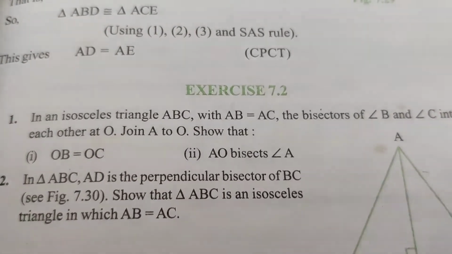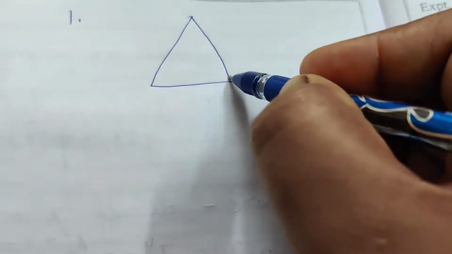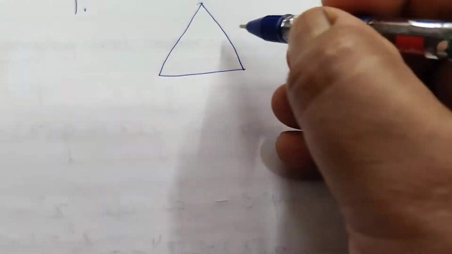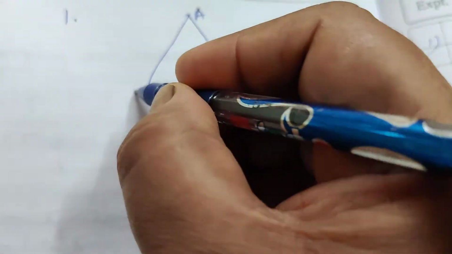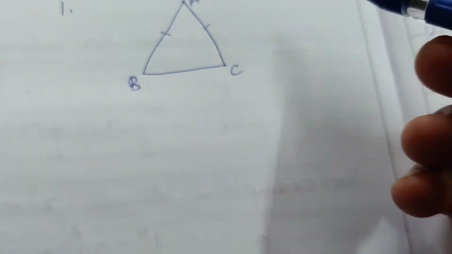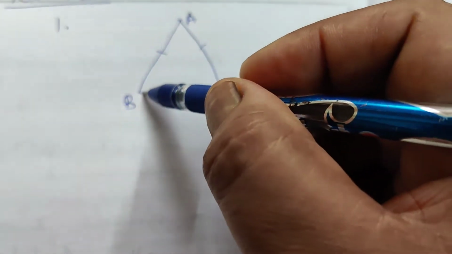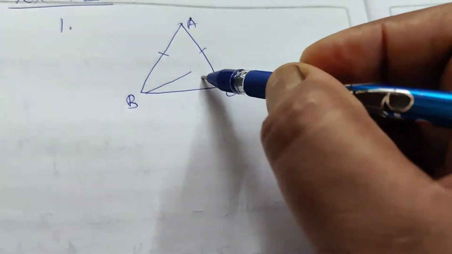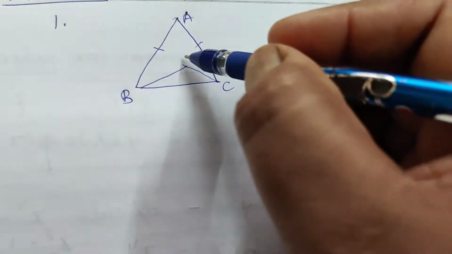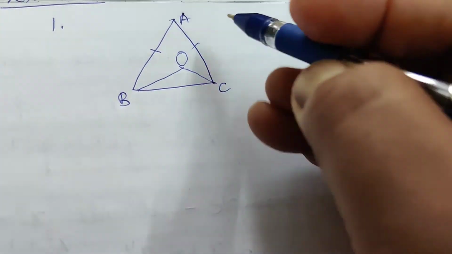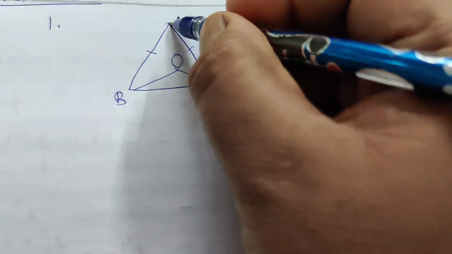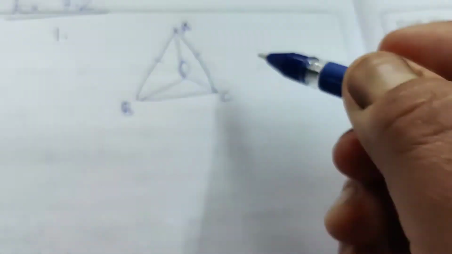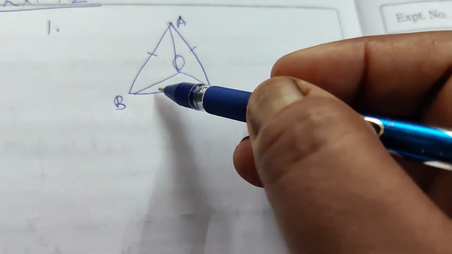In triangle ABC, ABC is an isosceles triangle in which AB equals AC, and the bisectors of angle B and angle C intersect each other at O. Join AO. Now show that OB equals OC.